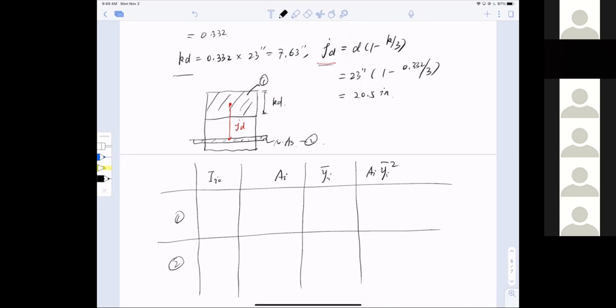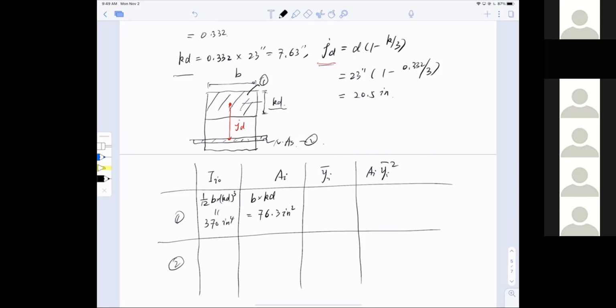Okay, so for the first part, I know this is 1/12 and the width is b. So b multiplied by kd to the cube. Save the trouble, you can bring the numbers in quickly. It's 370 inch to the 4. And Ai, which is equal to b multiplied by kd, bring the numbers in, you find that 76.3 inch squared.